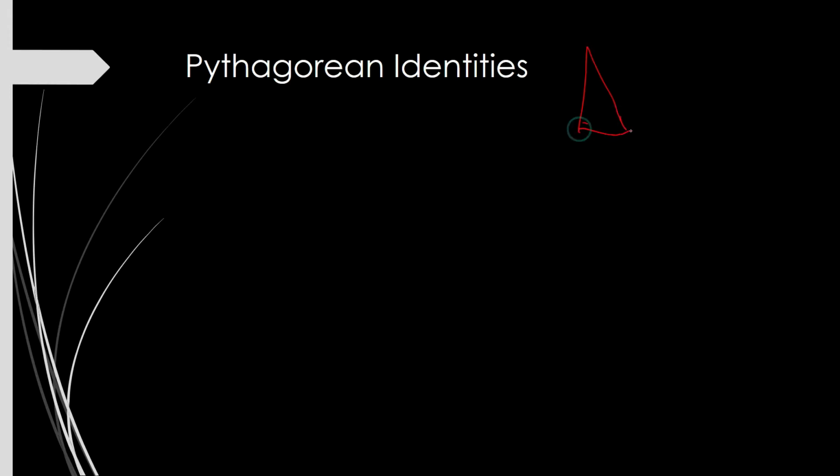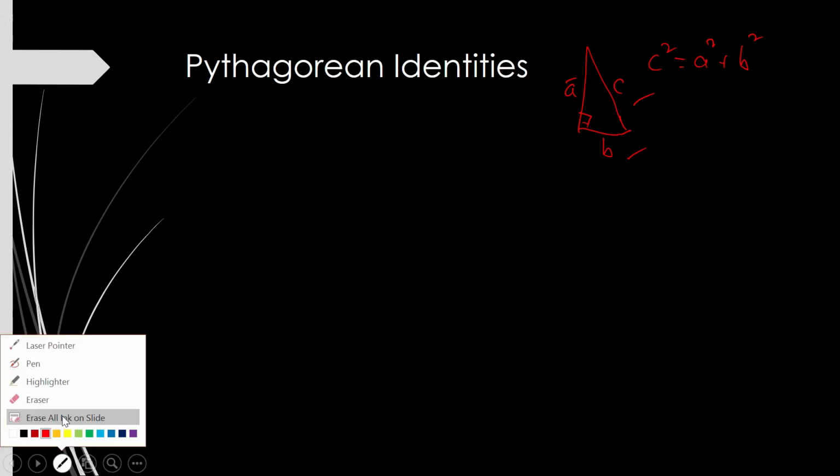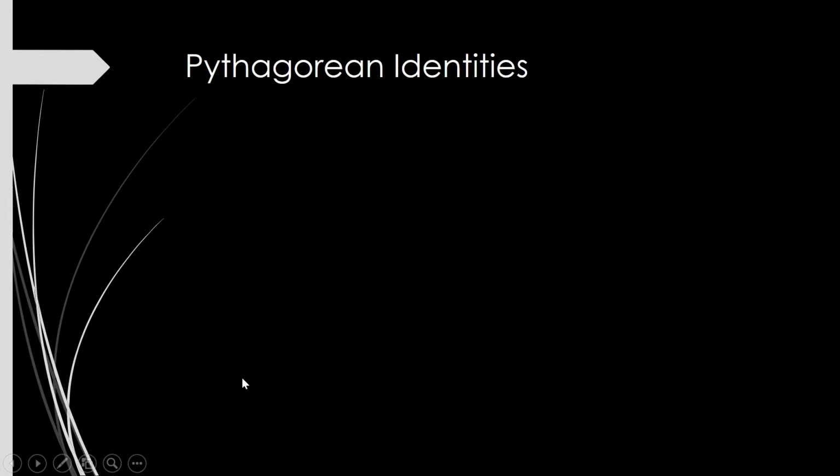So let us say this is your right triangle. Bear with my handwriting right now, my hands are shaky. If the sides are C, A, and B, the Pythagorean theorem looks like this: C squared is equal to A squared plus B squared. The square of the hypotenuse is equal to the sum of the squares of the legs of your right triangle. So right away, this suggests that the Pythagorean identities have something to do with the right triangle and the Pythagorean formula.